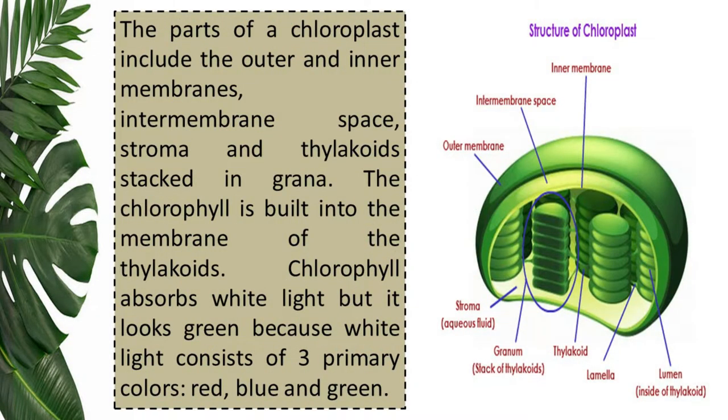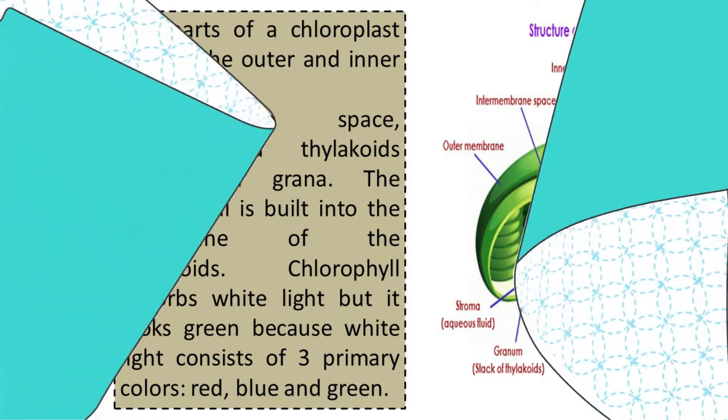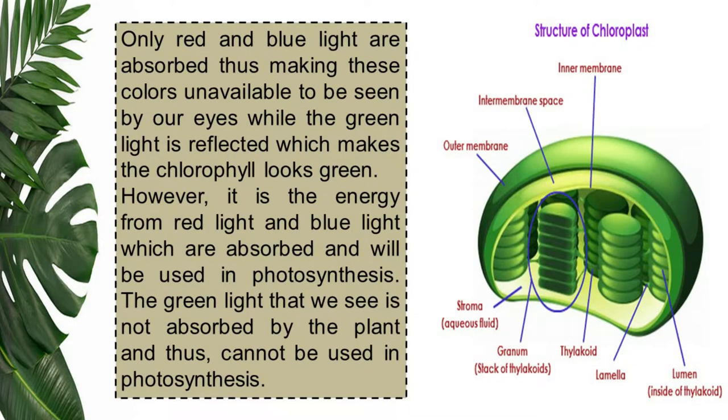The parts of a chloroplast include the outer and inner membranes, intermembrane space, stroma, and thylakoid stacked in grana. The chlorophyll is built into the membrane of the thylakoids. Chlorophyll absorbs white light, but it looks green because white light consists of three primary colors: red, blue, and green. Only red and blue light are absorbed, thus making these colors unavailable to be seen by our eyes, while the green light is reflected, which makes the chlorophyll look green.